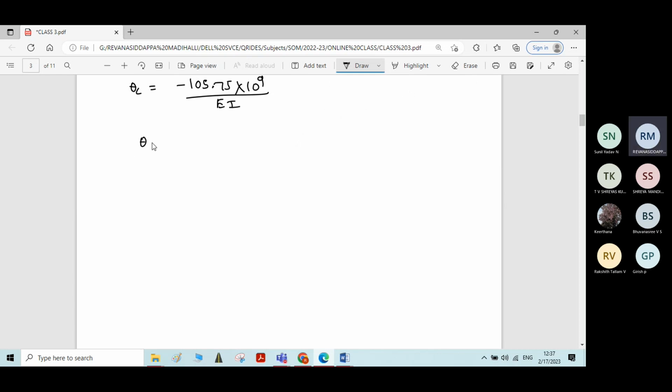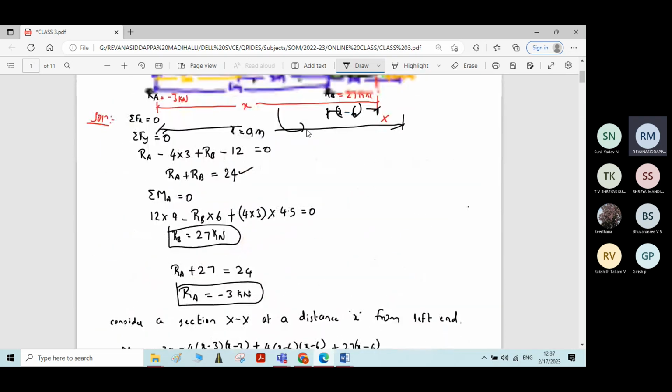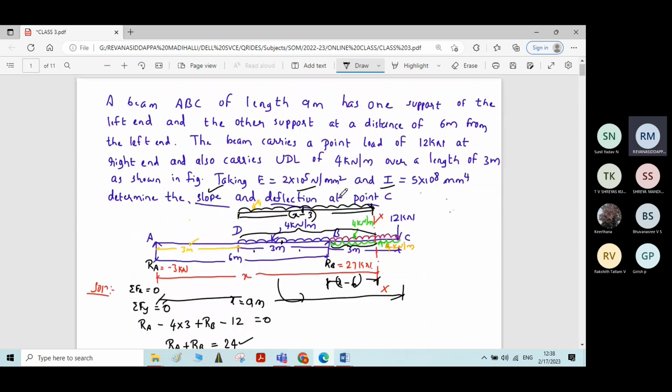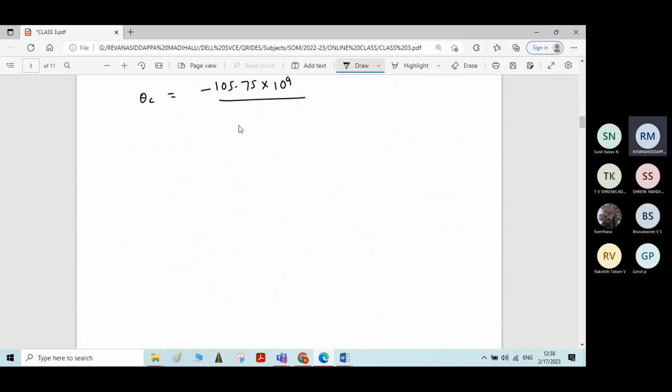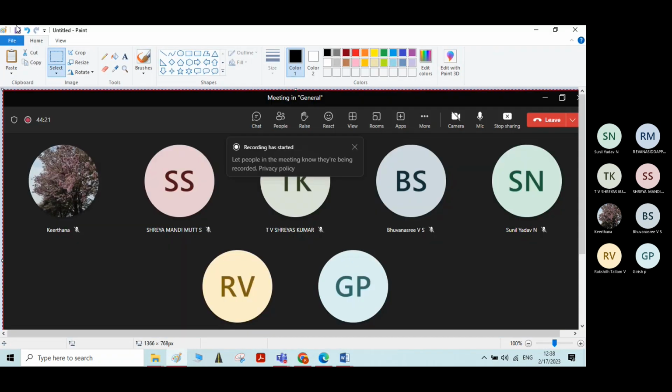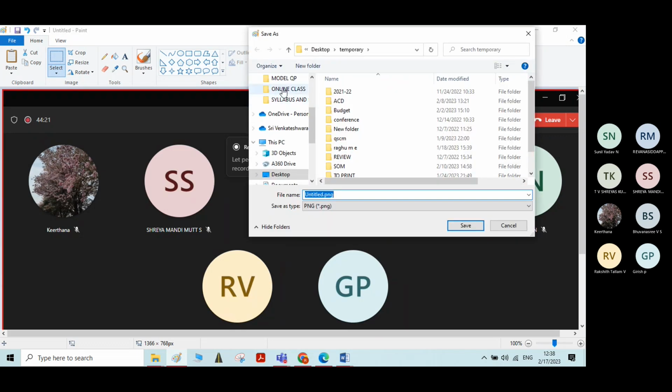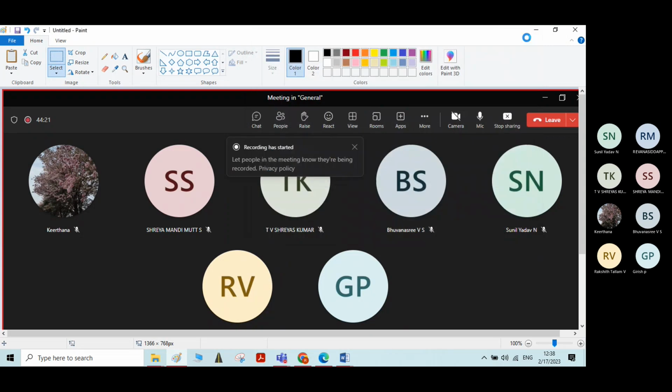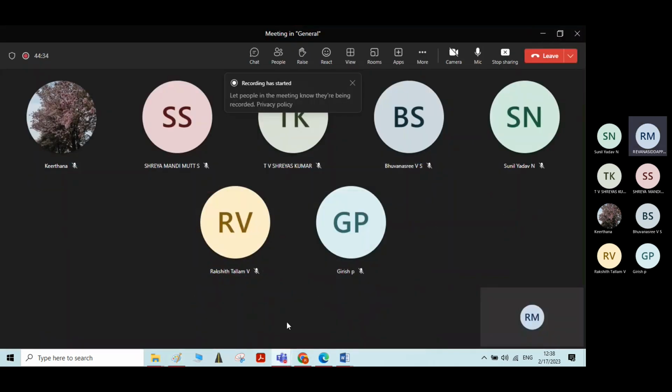Therefore, theta c is equal to minus 105.75 into 10 power 9 divided by, substituting the values of E and I. E is 2 into 10 power 5, I is 5 into 10 power 8. So 2 into 10 power 5 into 5 into 10 power 8. Therefore, theta c is equal to... tell me the answer, theta c.